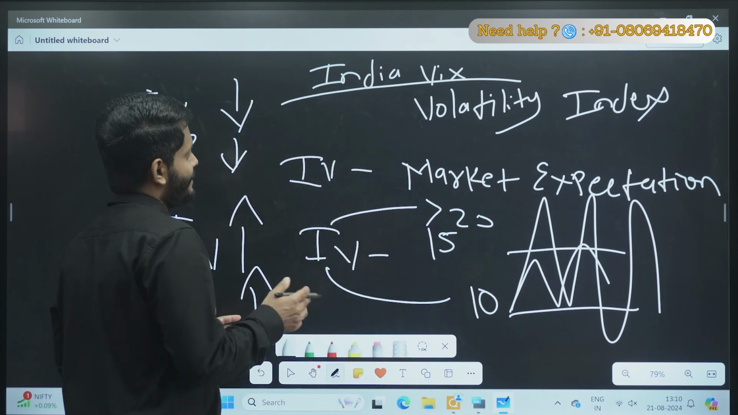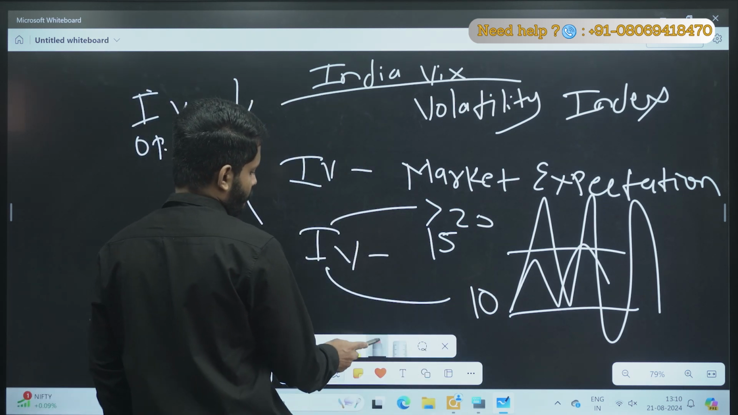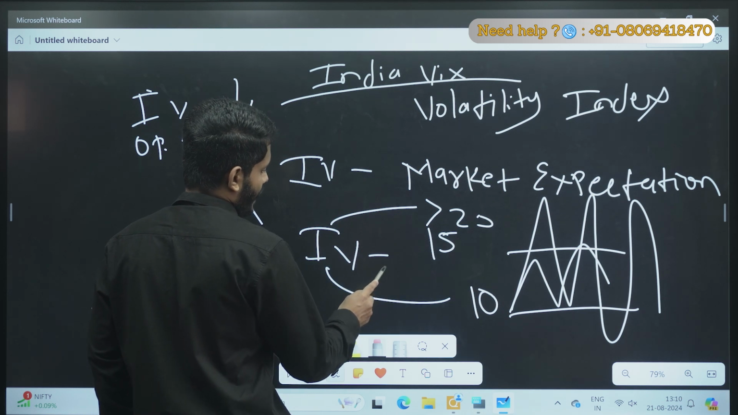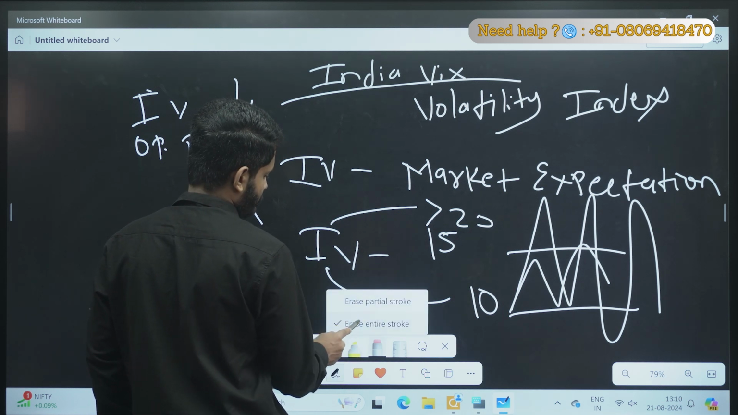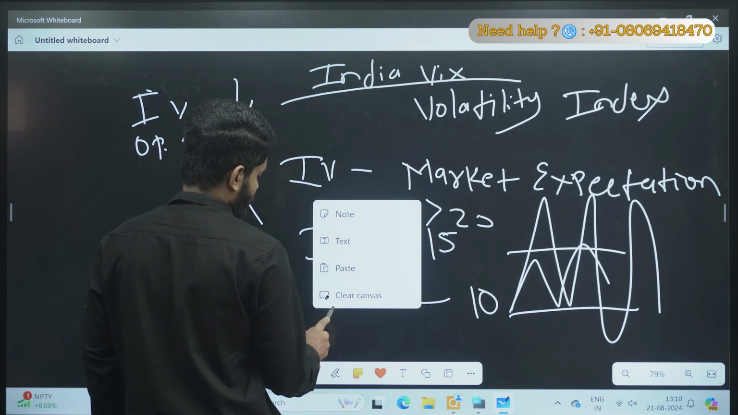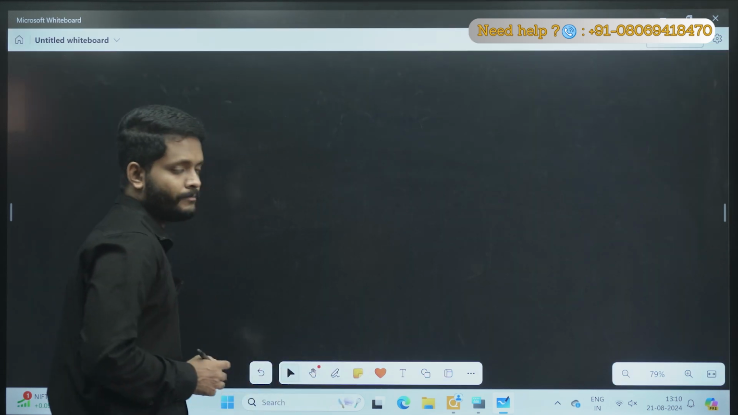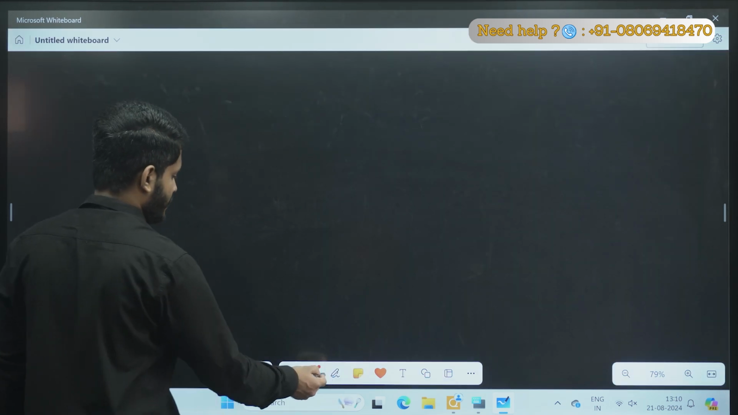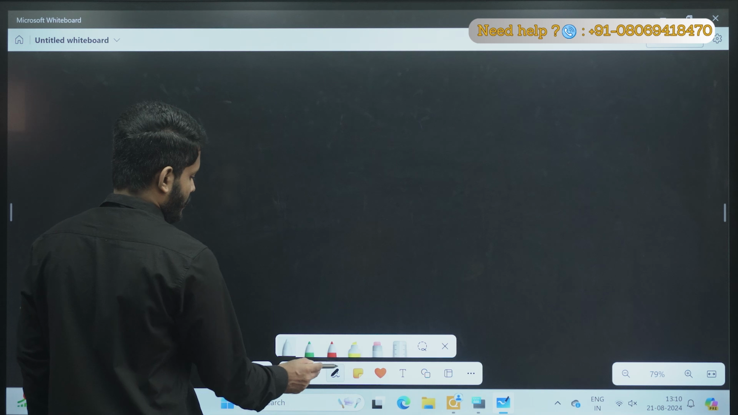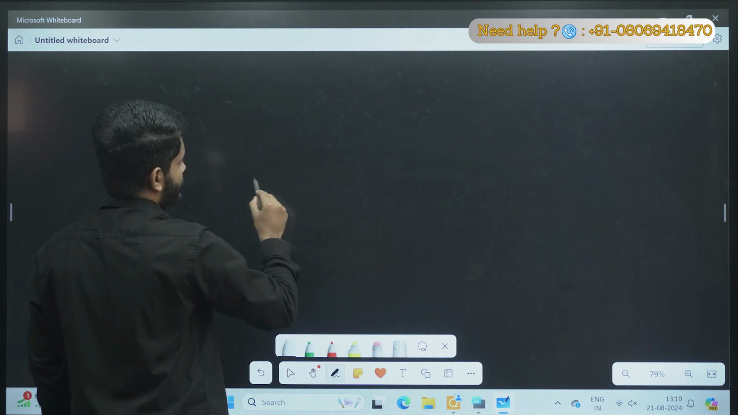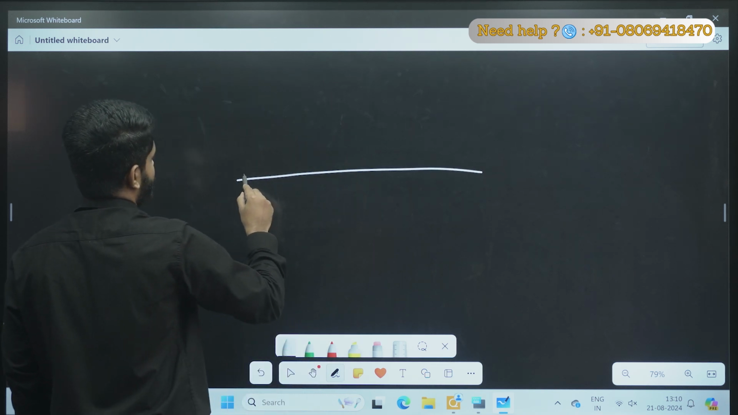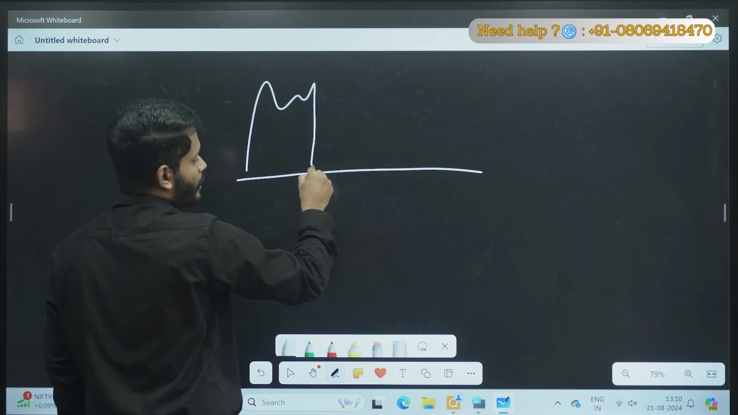And one more characteristic of implied volatility is that implied volatility is mean reverting in nature. That is, implied volatility is never trending. Say for example this is the mean. If IV is moving like this, it will come down.